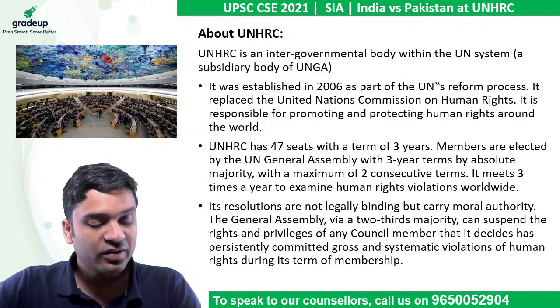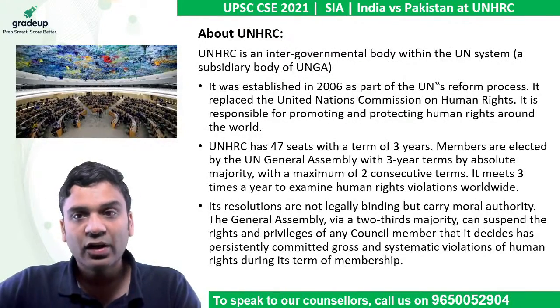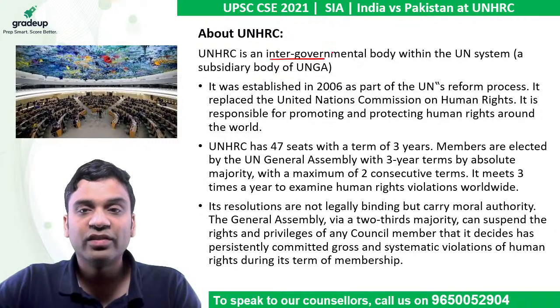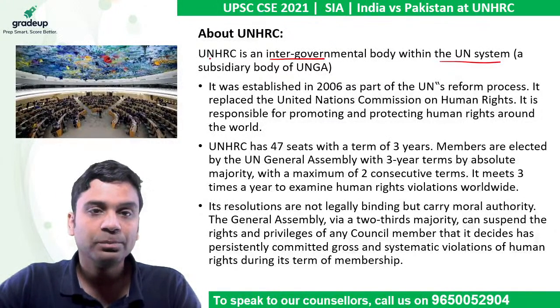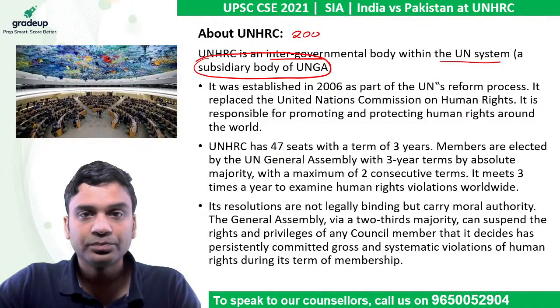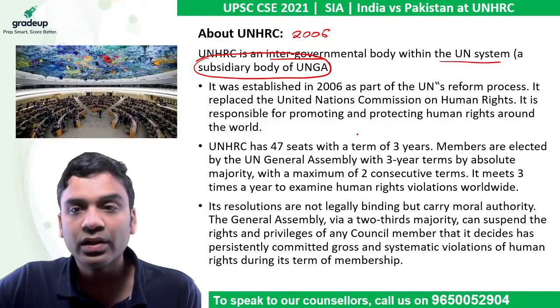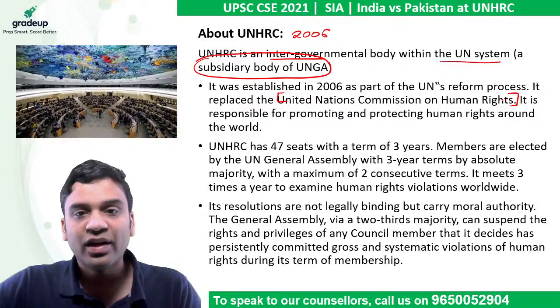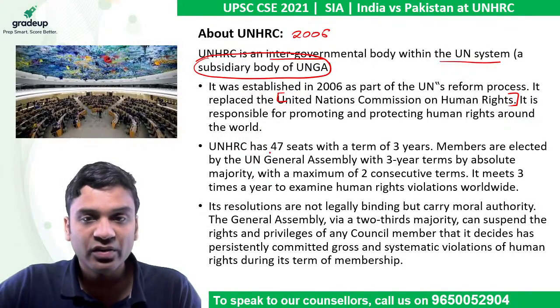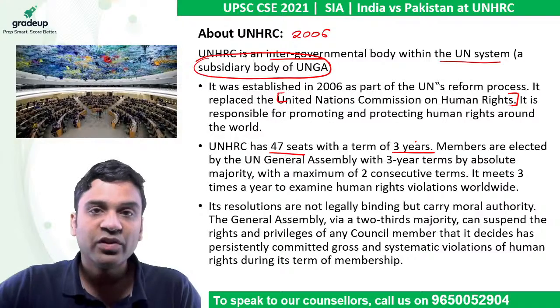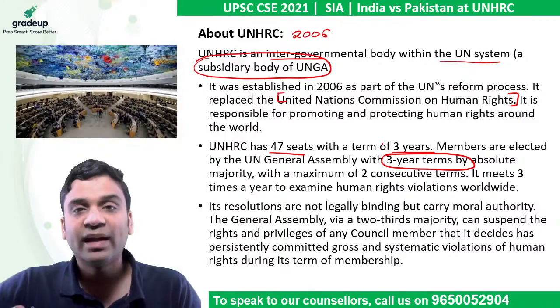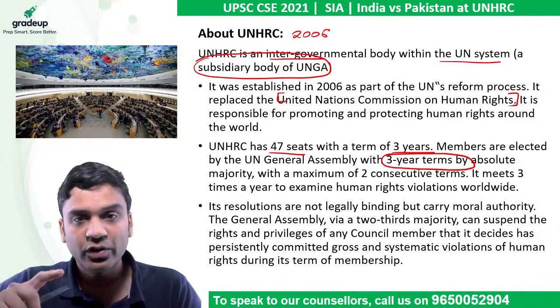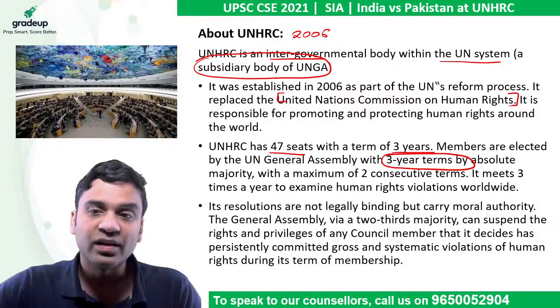And lastly, what is exactly UNHRC? It's an intergovernmental body within the UN system. It's actually a subsidiary body of the UNGA. And it was established in 2006. Earlier there was a United Nations Commission on Human Rights. So that was changed with a different pattern, like they have got 47 countries with a term of 3 years. Members are elected every 3 years with absolute majority. But the members cannot have 2 consecutive terms. So if you're serving for one 3-year term, you can't be re-elected immediately.